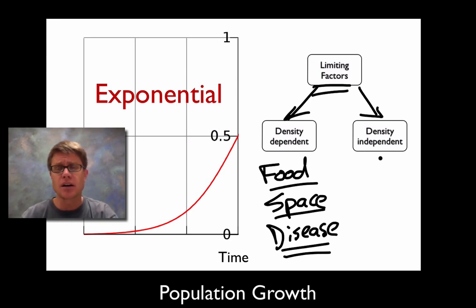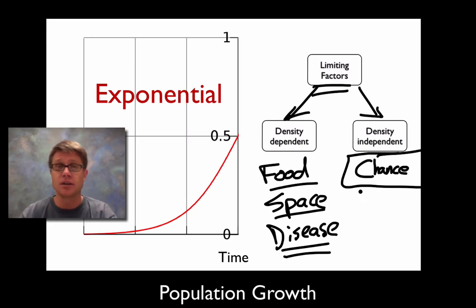Density independent are those that aren't related to population size. So what are they related to? They're related to chance. A giant volcanic eruption, it's just chance, is still going to limit growth, but it would be density independent.